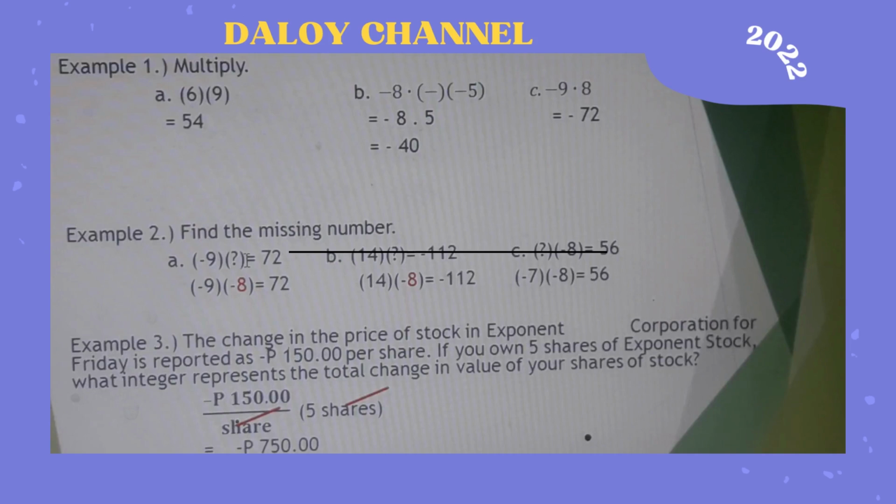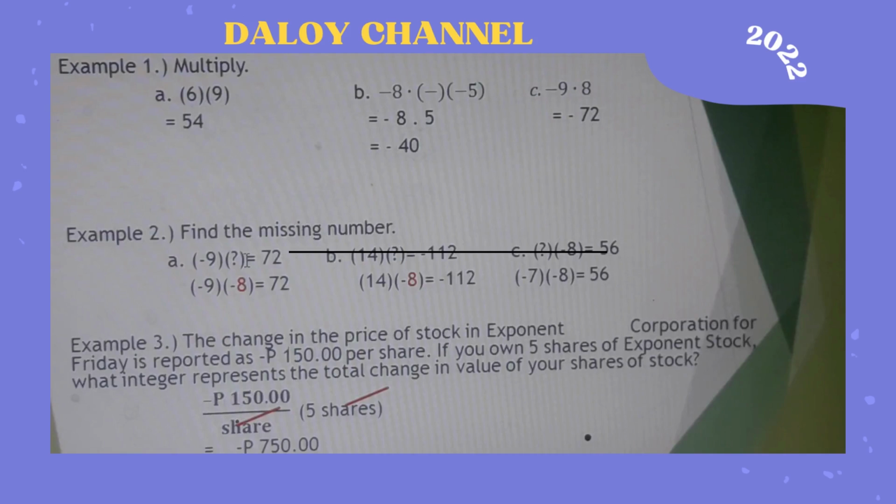the sign of negative 5 to a negative sign, so that would become positive. Negative times negative is positive 5. So the product of negative 8 times positive 5 would be negative 40. For letter C, multiplying negative 9 times positive 8, the answer would be negative 72.